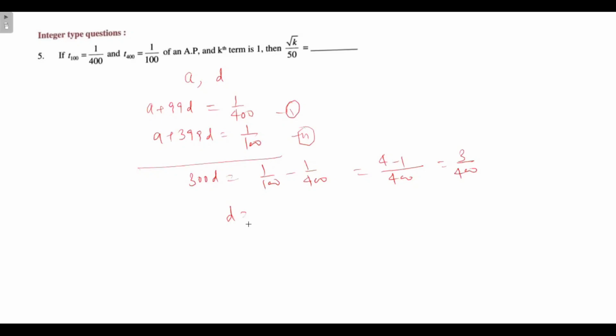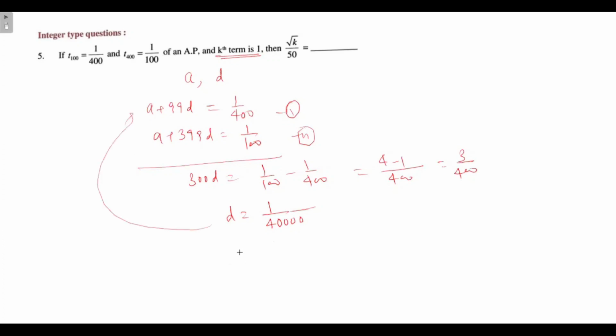So D comes out to be 1 upon 4 and then 40,000, it seems. Okay, this is what it is. 3 is cancelled, yeah. So now they're saying that the kth term is 1. Okay, so the kth term is 1, meaning that using this you need to find out some of the values too. So let's find out A as well from here.